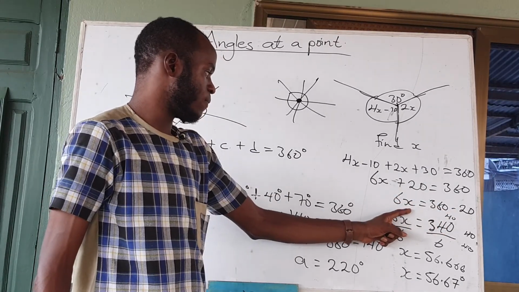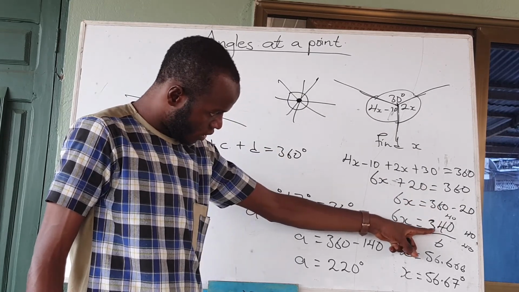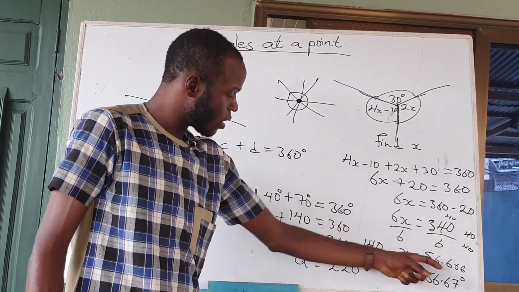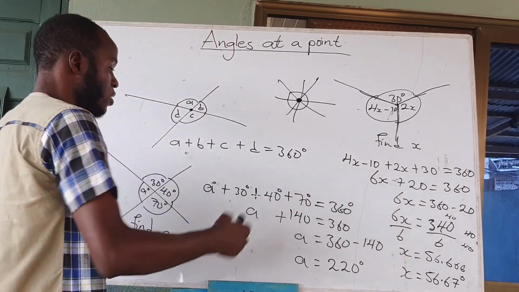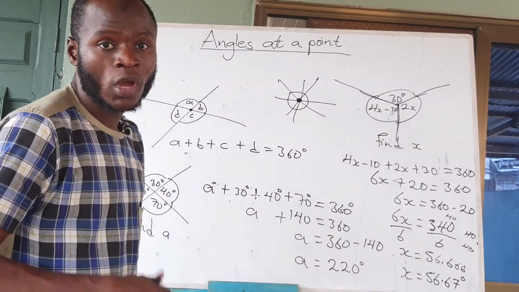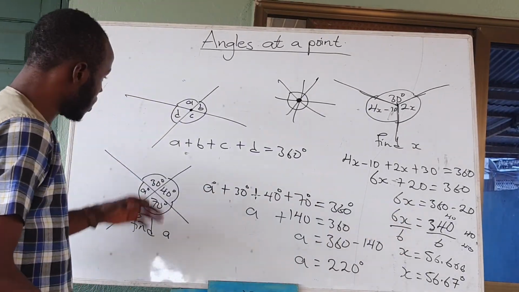So 6x will be equal to 360 minus what? 20. So 360 minus 20, you have what? 340. So you divide both sides by 6 and you will be obtaining 56.666, which is the same as 56.67 when you round it to the nearest two decimal places. Okay, so the same thing that we did here.